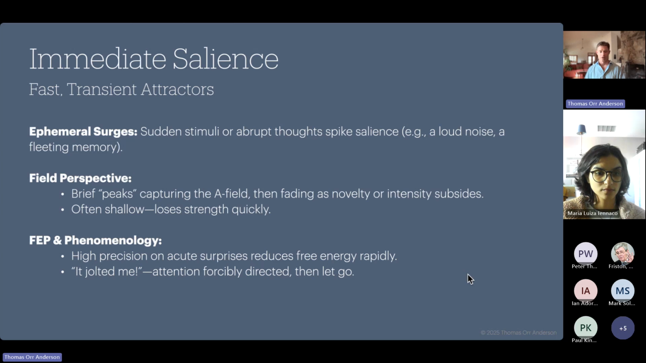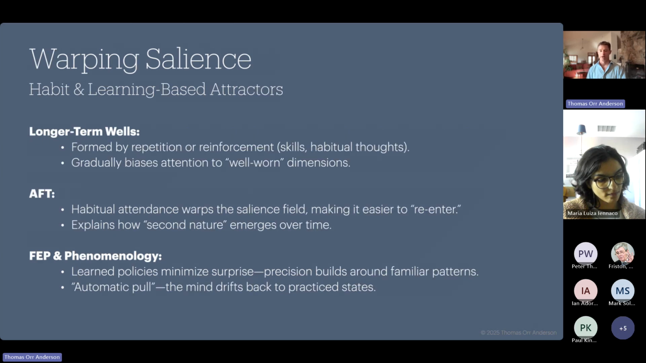And in FEP terms, high precision on acute surprises, reducing the free energy rapidly. It jolted me. In phenomenology, attention is forcibly directed and then let go. The second time scale being warping salience. And it is based on the warping salience that I originally tried to frame this in general relativistic terms, that where our attention flows, it warps the space through which it flows.